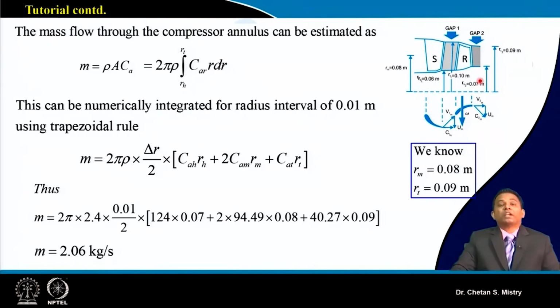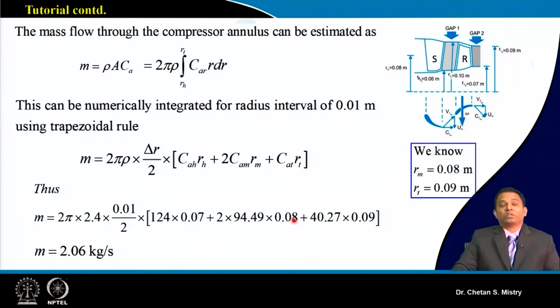So let me consider delta r to be 0.01. So I am putting this delta r equal to 0.01. Okay, now my axial velocity at the hub is known to me, my radius at the hub is known to me, axial velocity at the midsection is known to me, radius at the midsection is also known to me. We have our axial velocity at the tip and radius at the tip, those things are known to us. So if I put all these numbers in, that gives me my mass flow rate as 2.06 kg per second.